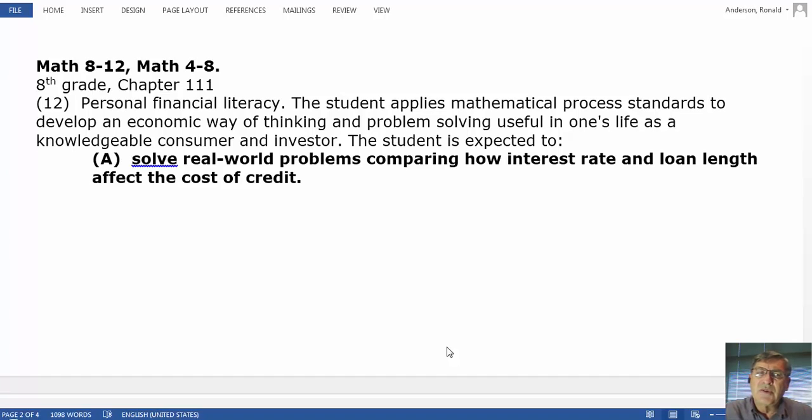I'm going to give a few tips on how to approach the math assignment. Personal financial literacy. This was added at the request of the legislature not too long ago, actually. The student applies mathematical process standards to develop an economic way of thinking and problem solving useful in one's life as a knowledgeable consumer and investor. The student is expected to solve real-world problems comparing how interest rate and loan length affect the cost of credit.